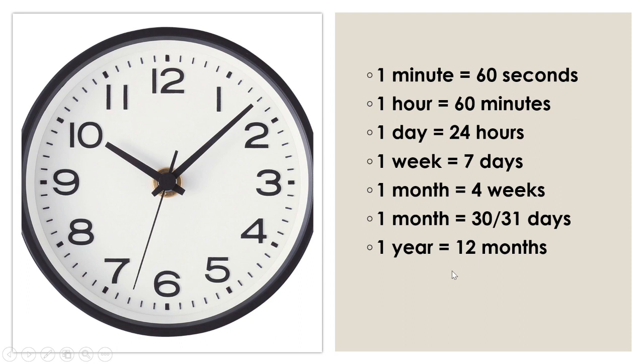Okay, another thing I want to tell you, beta. 1 year has 52 weeks. Actually, it is slightly more than 52, but it has 52 complete weeks and a few more days.